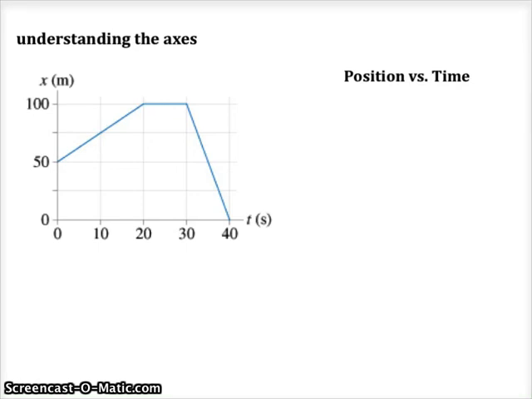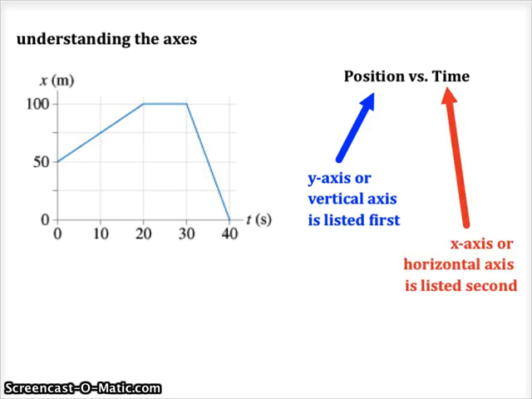This graph would be titled Position versus Time because position is on the vertical axis, or the y-axis, and because time is on the horizontal axis, or the x-axis. So the name of the graph always corresponds to the vertical versus the horizontal, or the y versus the x.